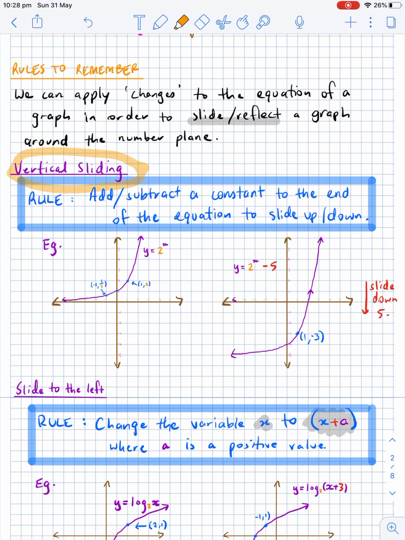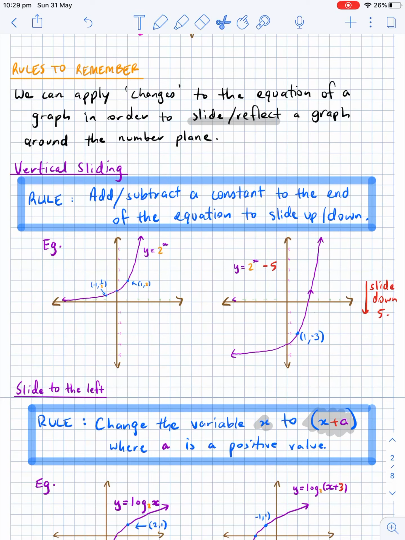So the first transformation that I want to teach you is the vertical sliding. The rule is to add or subtract a constant to the end of the equation to slide it up or down. So for example, I've taken this graph and I've literally decided to slide it down by 5. I've minus 5 from that equation. And you can see that this is literally moved straight down by 5 squares.